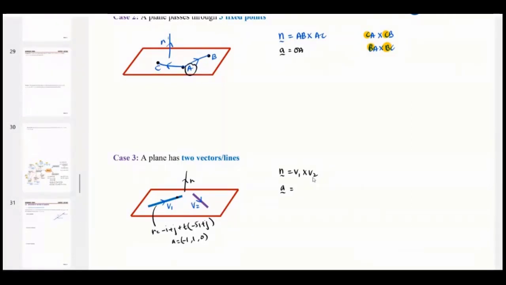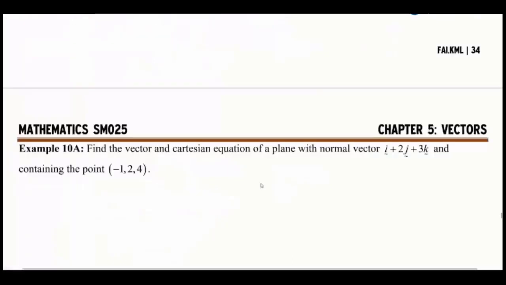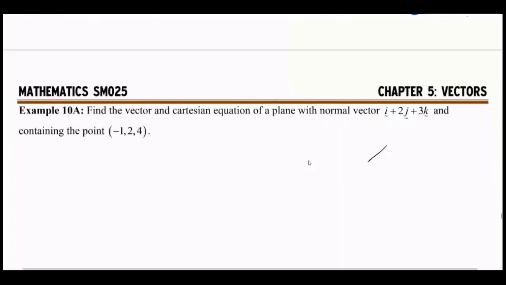Alright, so shall we move to example 10A? Okay, 10A where we have it. Find the vector and Cartesian equation of a plane with the normal and containing the point. Okay, so if we draw the plane, we have the normal going up. Our normal is I plus 2J plus 3K. And then we have a point here which is negative 1, 2, 4.